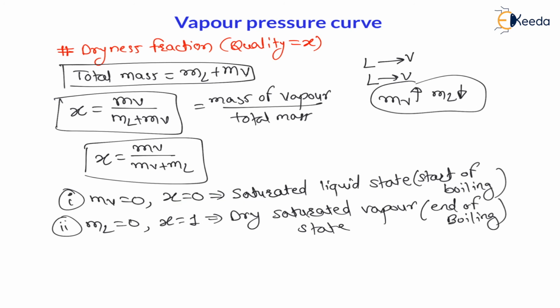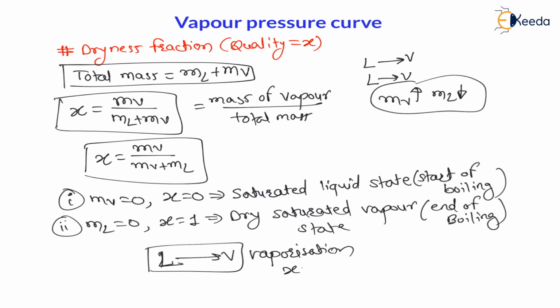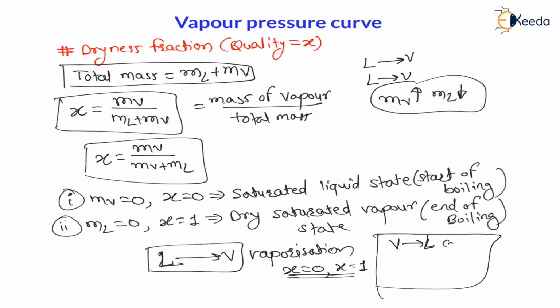Therefore, for the liquid to vapor phase change, that is vaporization, the phase change starts at x equal to 0, the saturated liquid state, and ends at x equal to 1, the dry saturated vapor state. But for phase change from vapor to liquid, called condensation, the start of phase change is at x equal to 1, the dry saturated vapor state, and the end is at x equal to 0, the saturated liquid state, meaning total vapor is condensed here.